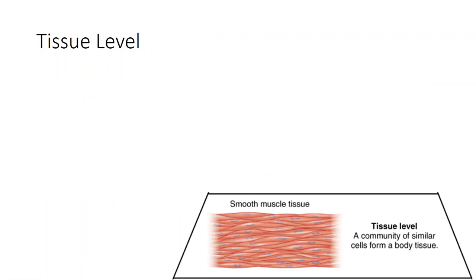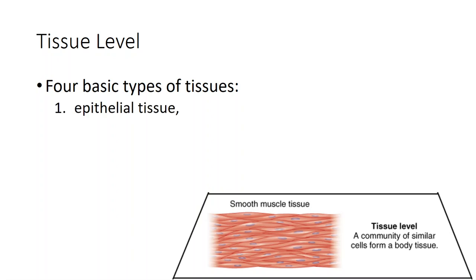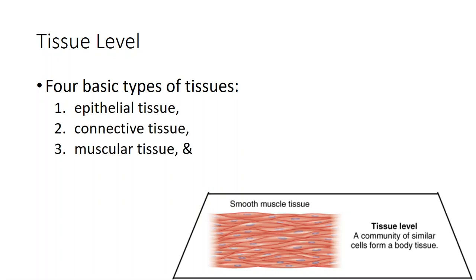A tissue is a group of many similar cells that work together to perform a specific function. There are 4 basic types of tissues in our body: epithelial tissue, connective tissue, muscular tissue, and nervous tissue.